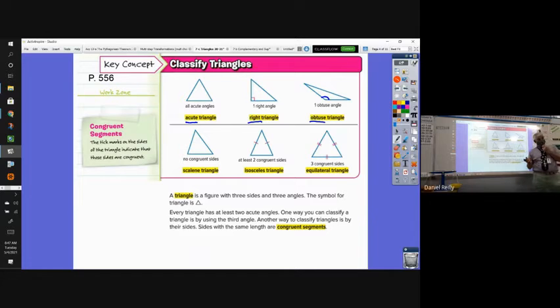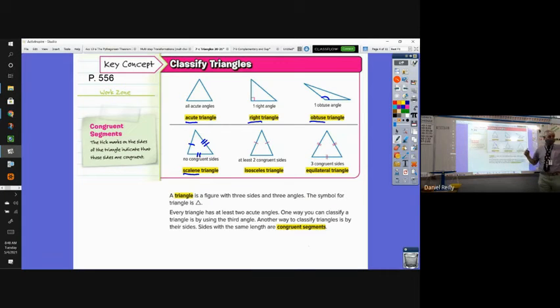You can also classify triangles by the lengths of the sides. This triangle has no sides the same length. None of them are marked with little tick marks, which is how you indicate that lines are the same length. You might see a picture like this that has three different sets of tick marks to show that they are three different lengths. Three different lengths is a scalene triangle. Scalene.